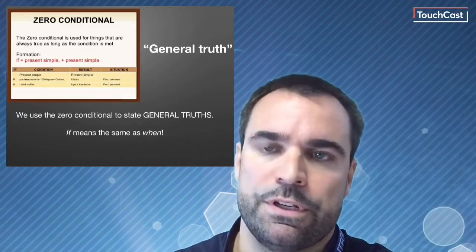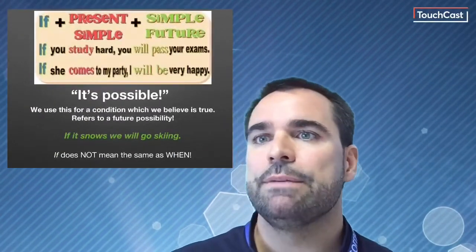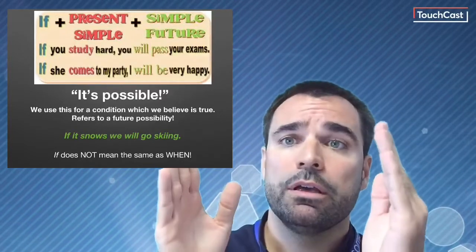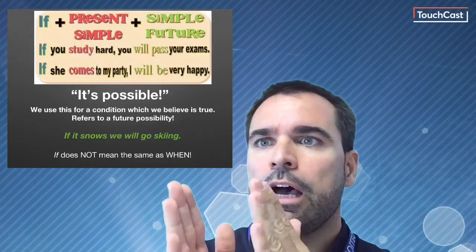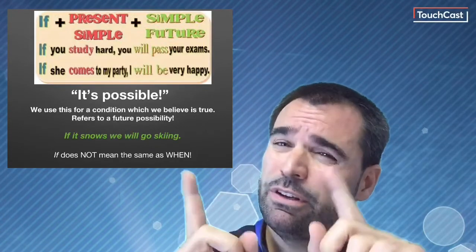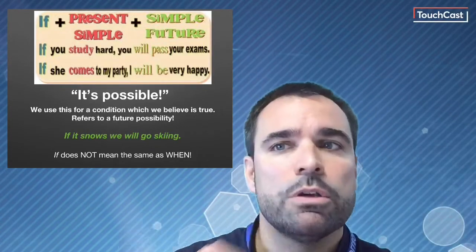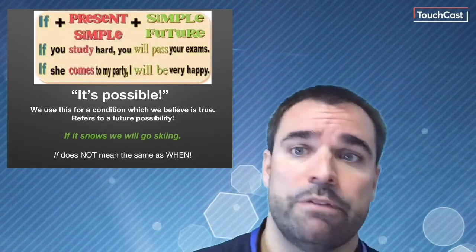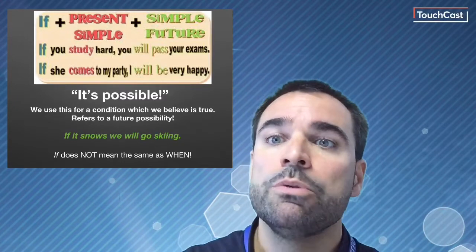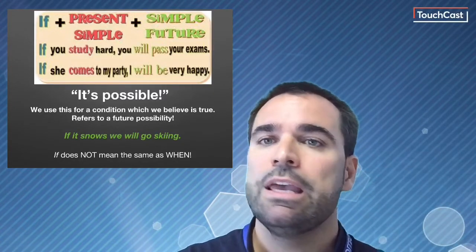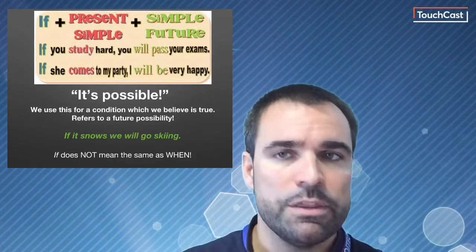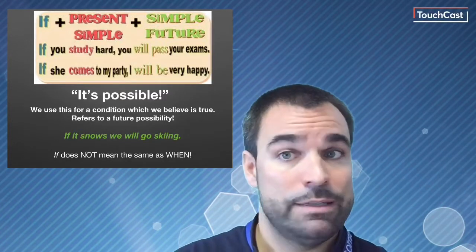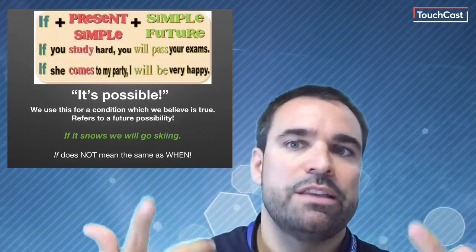First conditional. Very easy. We use this if it's possible. If you want to say that something is possible, you use this conditional. So you're referring to the future. For example, if it snows, we will go skiing. So it's possible that it's going to snow because maybe you already see the clouds or whatsoever. Here, if does not mean when. It's not the same to say if it snows, we go skiing, as when it snows, we go skiing. That's different, so you have to take that into account.